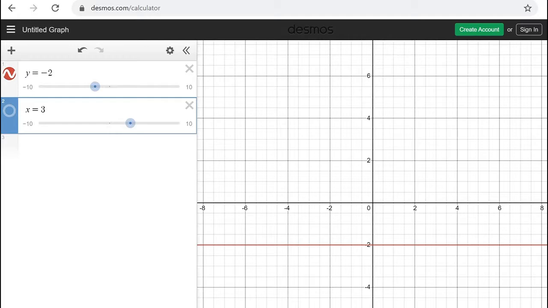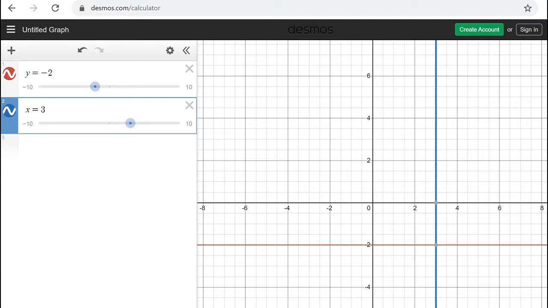Vertical lines have equations x equals a constant. Here's a vertical line, x equals 3. When we try to calculate the slope for a vertical line, we get delta x is always 0. That means when we calculate slope, we're trying to divide by 0, which we can't do. So vertical lines do not have a slope. You can't write them in point-slope form, you can't write them in slope-intercept form.